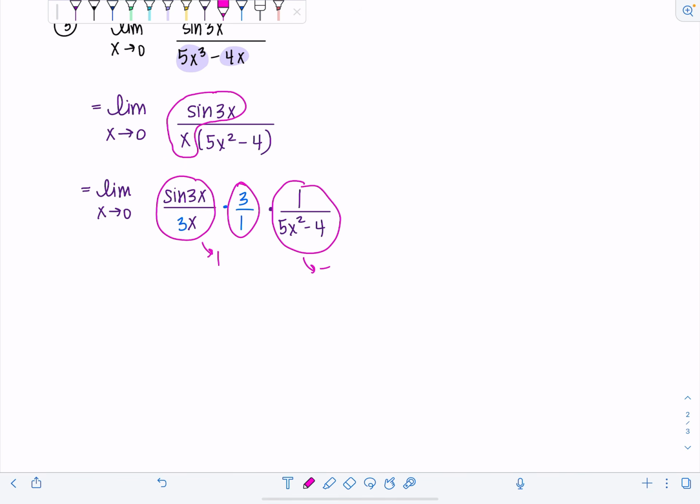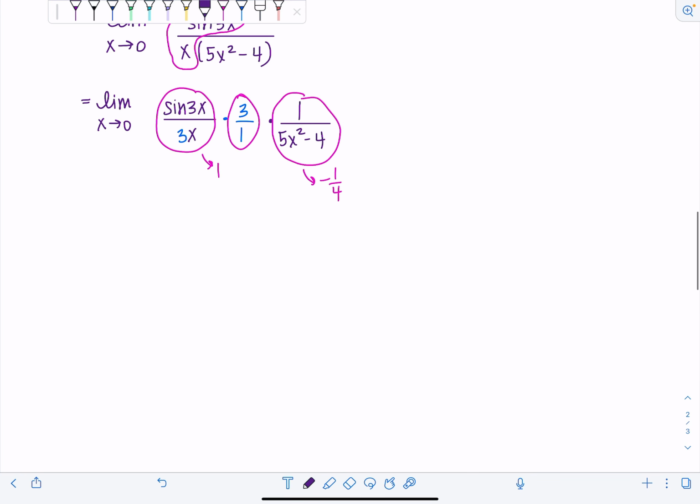This term will approach negative 1 over 4. So yeah, we're done. Wow. It just took one little step of factoring and multiplying and dividing by 3. We've got 1 times 3 times negative 1 over 4. So this limit is negative 3/4.